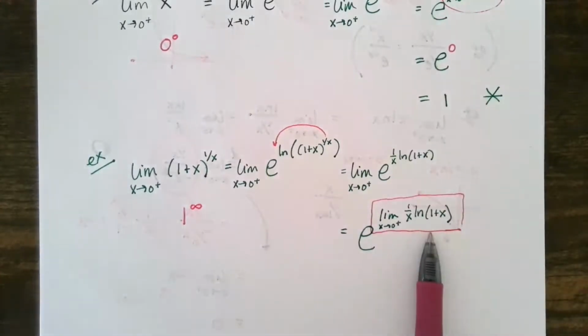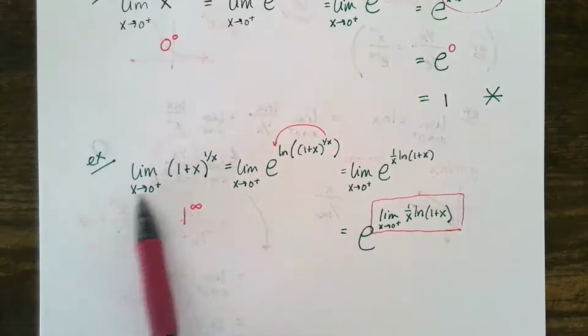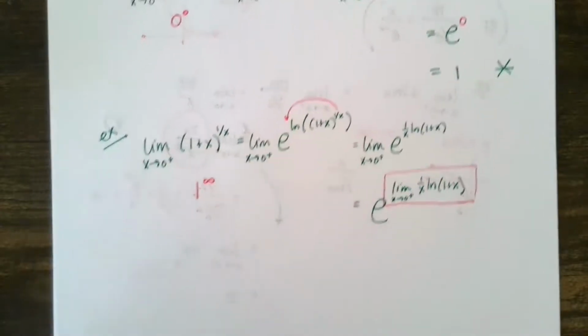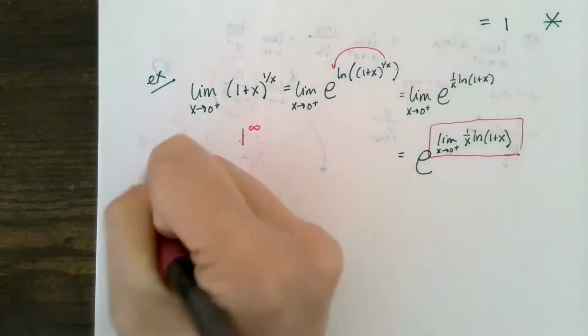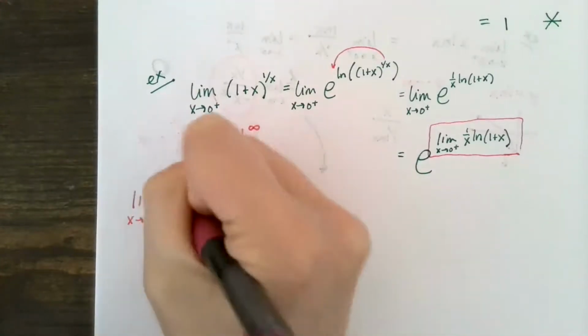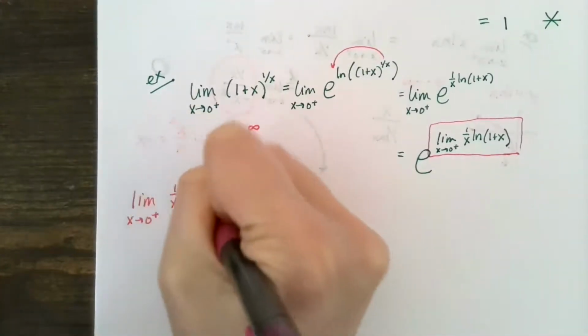This is the limit that I want to do on the side. It'll call for L'Hopital's rule. We'll get a number, and then my final answer to this problem will be e to the whatever that number is. All right, so we'll come back here with our number once we're done. But on the side now we need the limit as x approaches 0 from the right, 1 over x ln of 1 plus x.